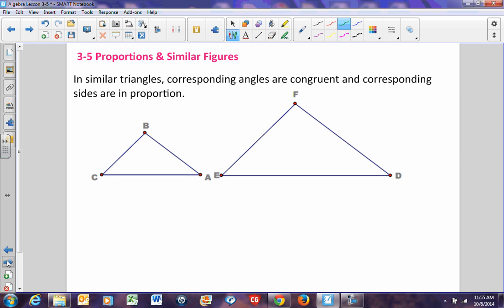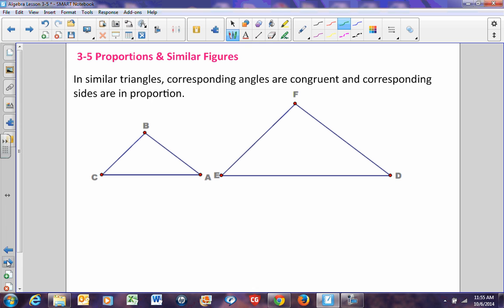All right, let's take a look at these two figures here. In similar triangles, corresponding angles are congruent and corresponding sides are in proportion. For all similar figures, all the corresponding angles, corresponding means angles that match up, are congruent, which means they're equal, and corresponding sides, sides that match up, are in proportion.